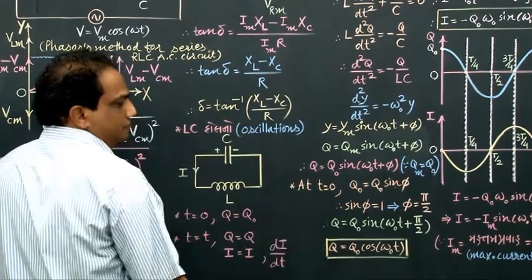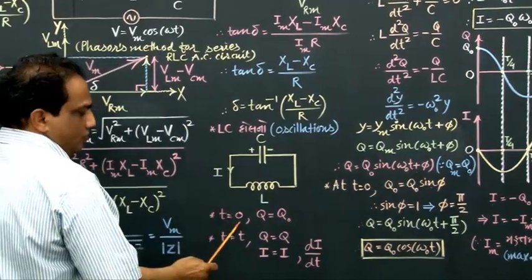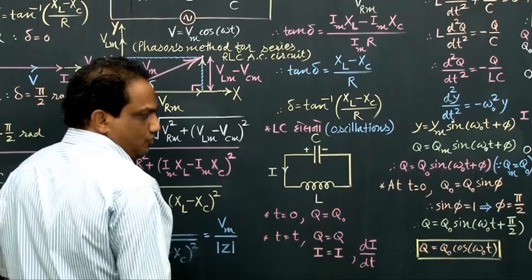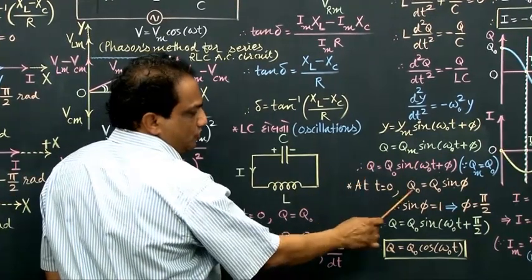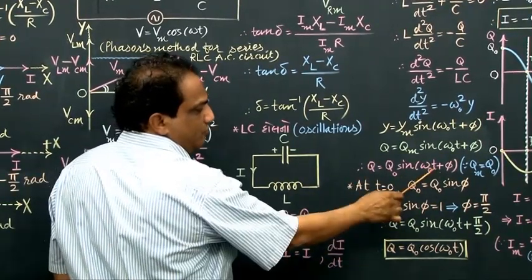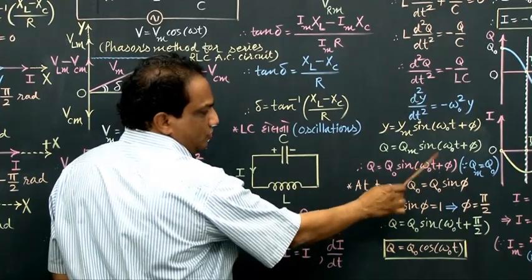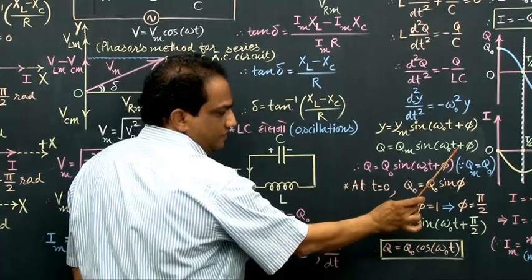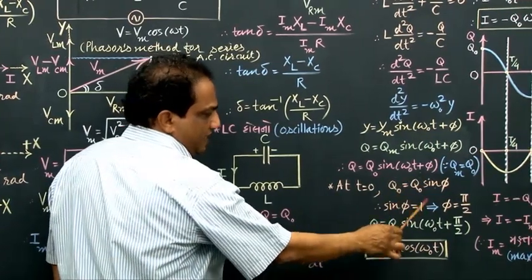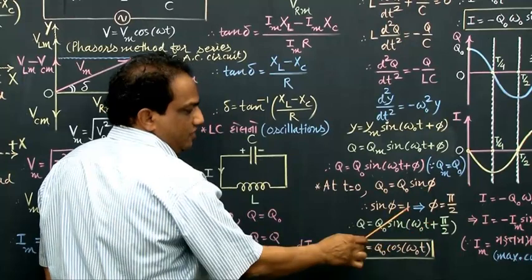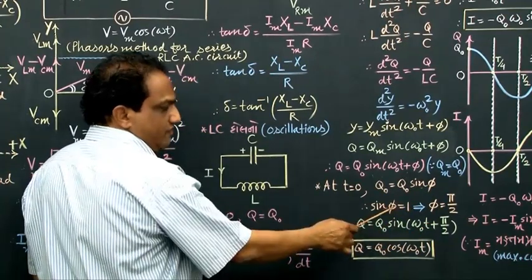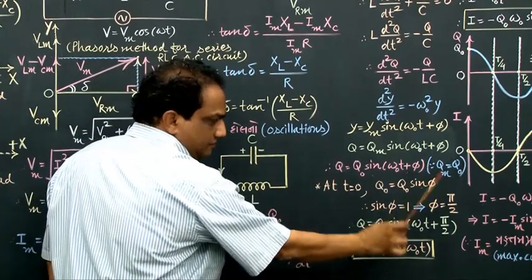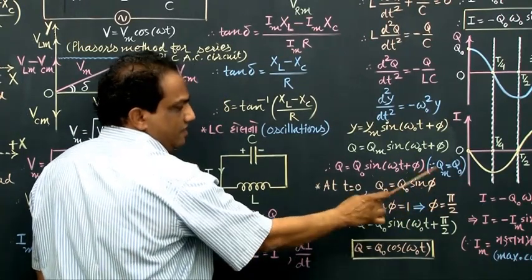At time t equal to 0, just put it here. At time t equal to 0, q equals Q0. Put q equals Q0, correct? And when you put t equal to 0 here, this part will be 0. Q0 sine of phi. And now Q0 will cancel. Sine phi equals 1. When sine phi is 1, naturally phi is pi by 2 radian. Put that value of phi here.